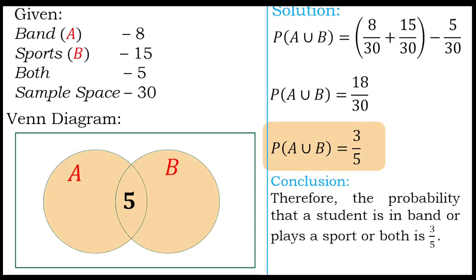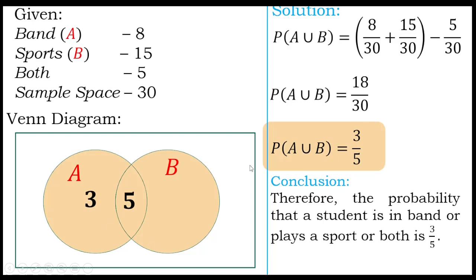Okay? So, starting with 5, kung 5 na doon sa 8, ay kasali sa pareho, ilan pa yung matitira sa band? So, may 8 tayo, di ba? 8 sa band. Kaso 5 doon, nasa sports din. So, ibig sabihin, ang matitira na lang sa band ay 3.